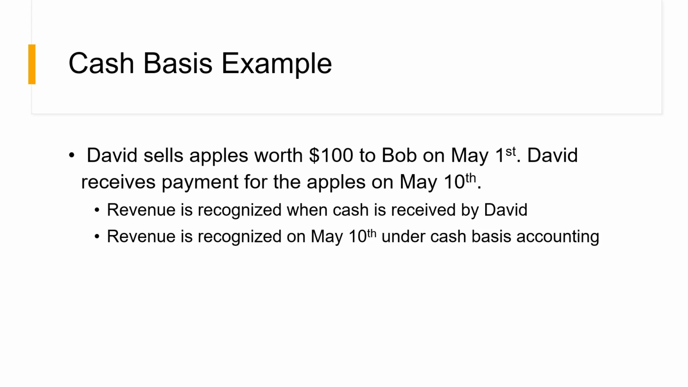Let's say David sells apples worth $100 to Bob on May 1st. David receives payment for the apples on May 10th. Under cash accounting, revenue would only be recognized when cash is received by David. So in this case, revenue would not be recognized on May 1st, but instead would be recognized on May 10th under cash basis, because it's on May 10th when David receives the cash. It's important to keep in mind that under cash basis, revenue is only recognized when cash exchanges hands.